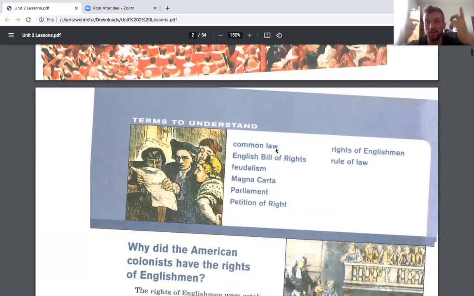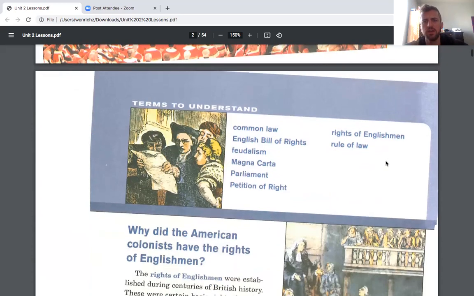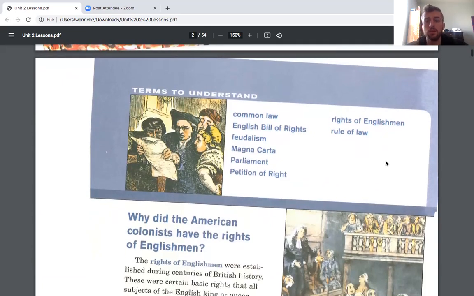So again, from Unit 1, one of the big outcomes of people thinking about government is this idea of constitutional government, which inherently does two things. One, it limits the power of government, and it also creates a private life for the citizens. So, terms to understand here, there's a few: common law, English Bill of Rights, feudalism, Magna Carta.